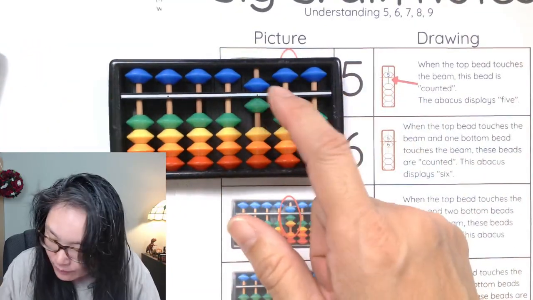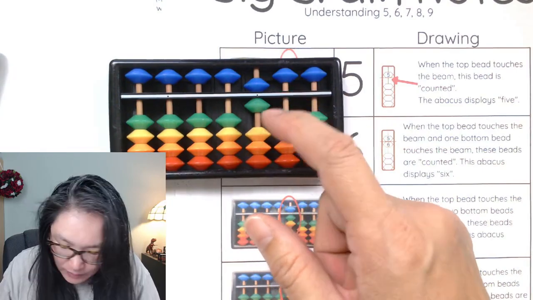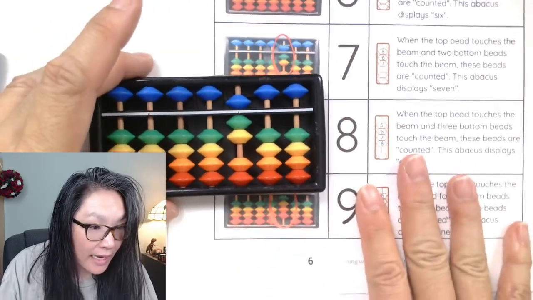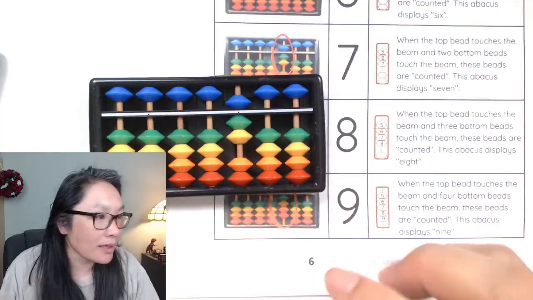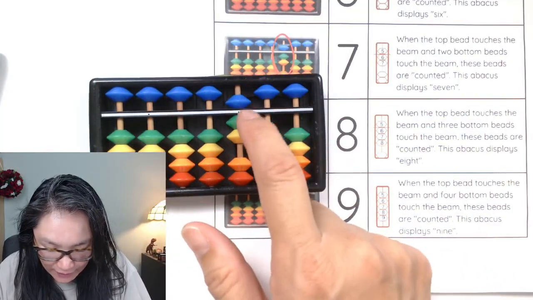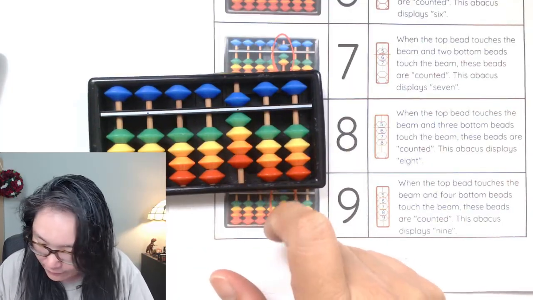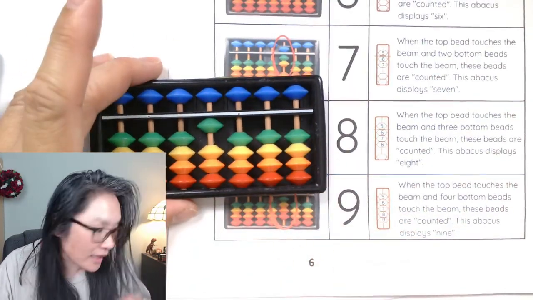So I have 5, and then we have 6. Because we have 6, then we have 7. So 5, 6, 7, and then we have 8. After 8, we have 9. After 9, we have 10.